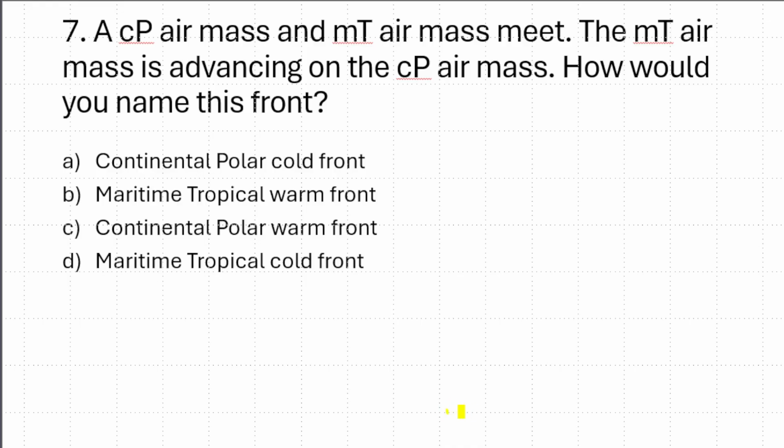So, moving on to question 7, a continental polar air mass and a maritime tropical air mass meet. The maritime tropical air mass is advancing on the continental polar air mass. How would you name this front? I'll give you a second to pause the video.